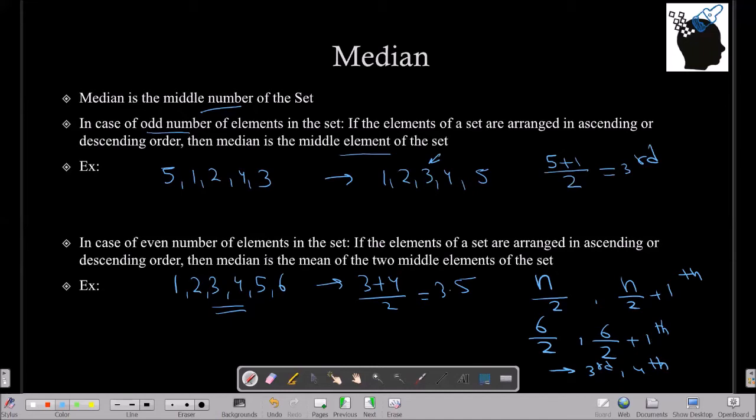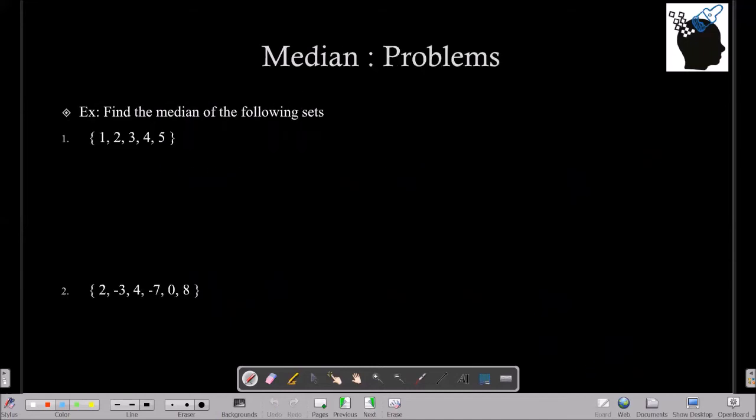Let's try out some examples. So find the median of the following sets. The first set is 1, 2, 3, 4, 5. So they have already arranged in ascending order. And we know that the set has odd number of values or 5 values. So the median will be nothing but 5 plus 1 by 2th term, or nothing but the third term, which is 3 in this case.